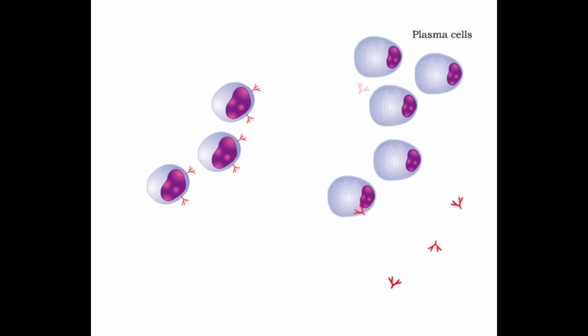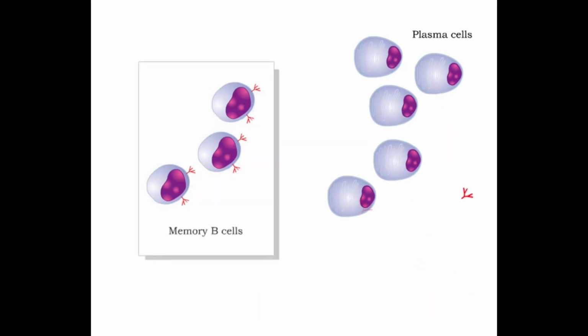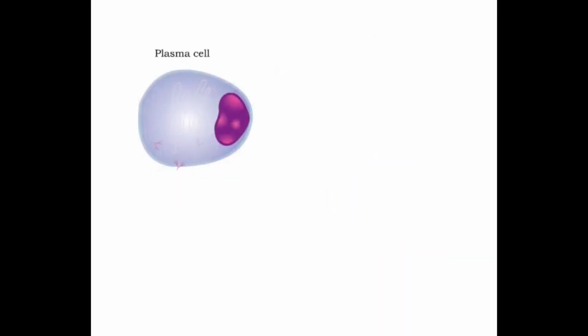The antibodies are able to bind to the same antigens as the receptor on the original B cell. Some of the B cell offspring do not become plasma cells. Instead, they become memory B cells. These cells can remember this particular antigen and will quickly respond to it in the future. The end result of activating the B cells is the production of antibodies.